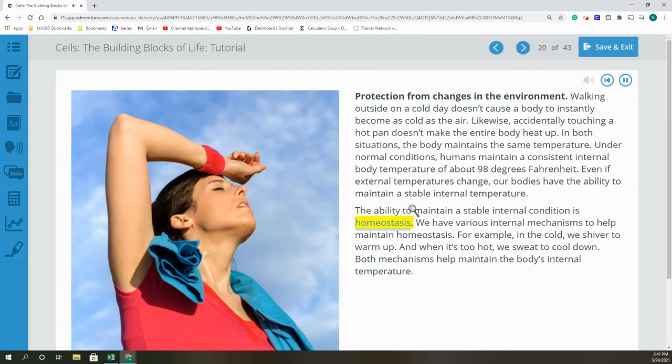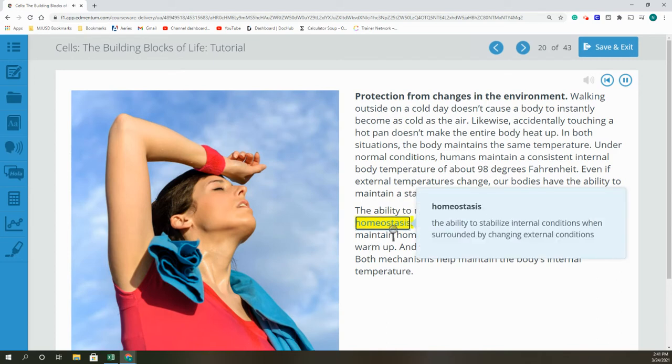The ability to maintain a stable internal condition is homeostasis. We have various internal mechanisms. Homeostasis, the ability to stabilize internal conditions when surrounded by changing external conditions. So when it gets hot outside, we can sweat to help us cool off. When it's cold, we can bundle up to warm up.